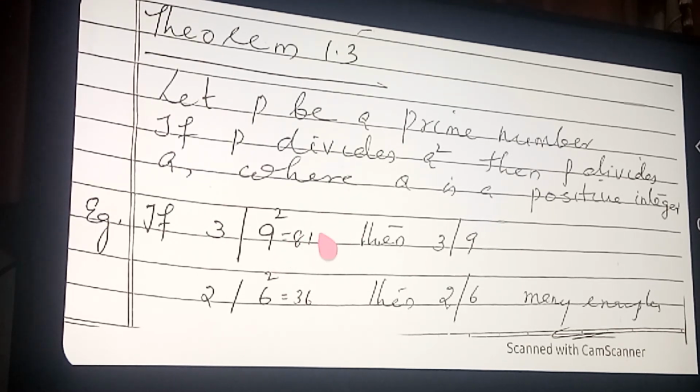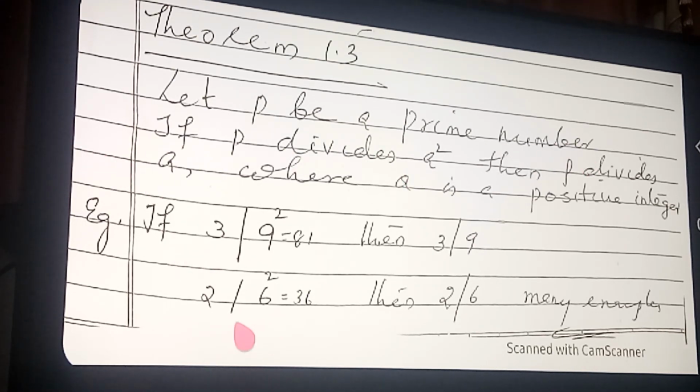The symbol means divides. 3 divides 9 square, that means 3 divides 81. The meaning is that 81 is divisible by 3. That is, 9 square is divisible by 3. Then what can we say? Very clearly we can say, p divides a square, then p divides a, the square root of 9 square. What is that? 9. Then 3 divides 9. It is very clear, no? 81 is divisible by 3, so surely 9 is also divisible by 3. See the example: if a prime number p divides a square, a is any positive integer. p must be a prime number. If p is a prime number and p divides a square, then p divides a.